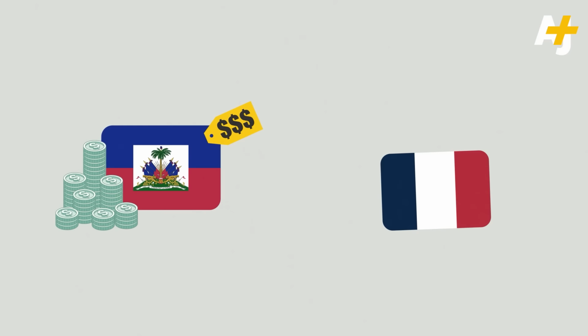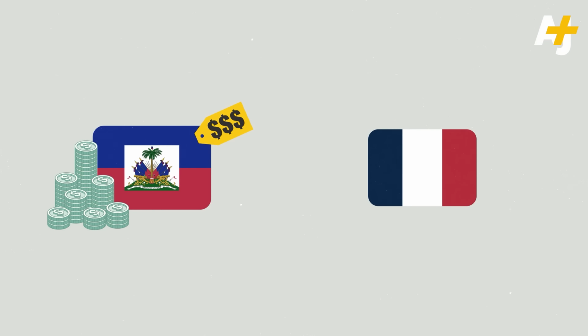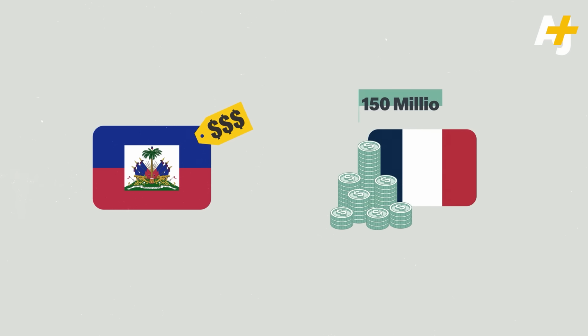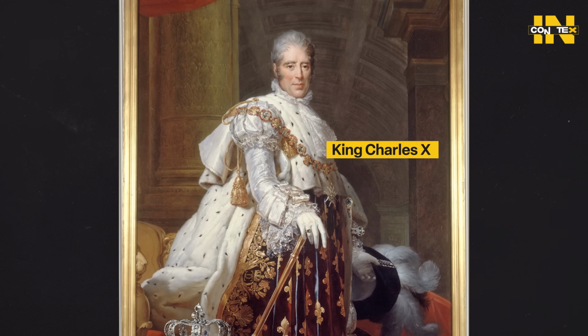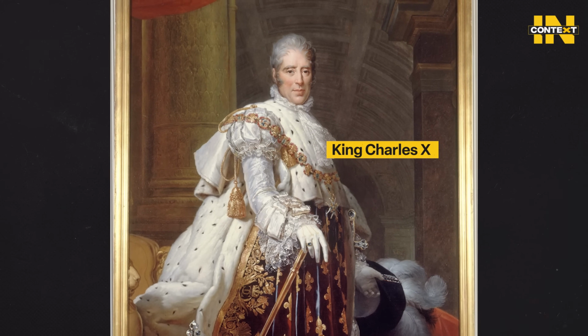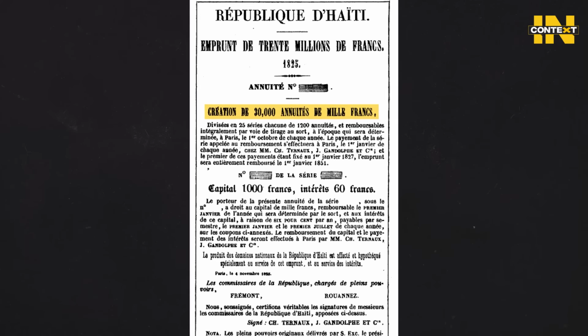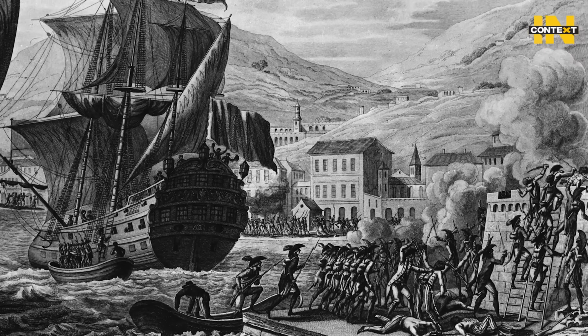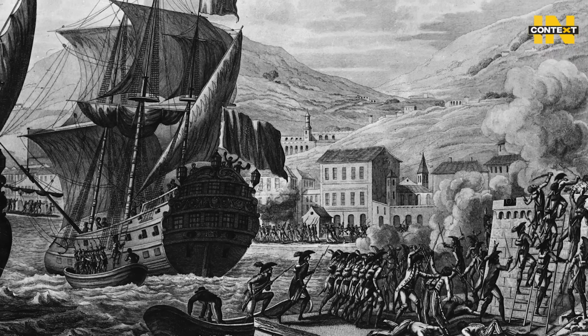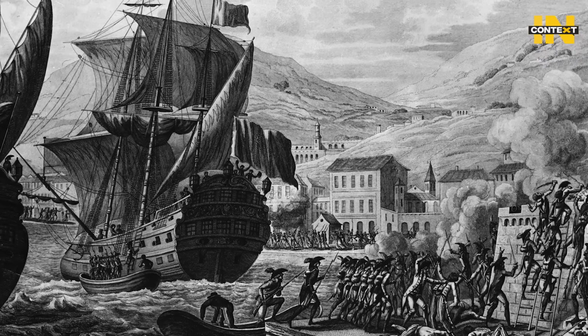In 1825, France agreed to recognize Haiti's independence only if it paid 150 million francs for the loss of enslaved people France considered to be property. This became known as the independence debt, which King Charles X demanded to be paid in 5 annual installments of 30 million francs. And Haiti had no other choice. It was under the threat of economic blockade, another military invasion, and the reinstitution of slavery.